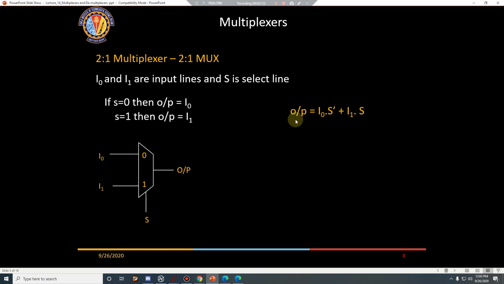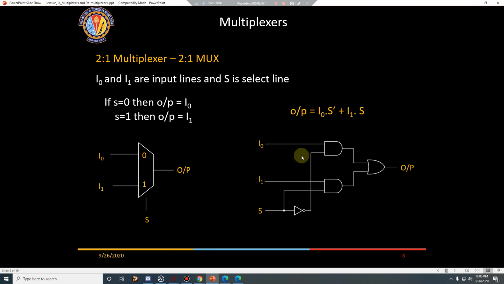So we can write the expression for output as I0 and S bar plus I1 and S. So if S is equal to 0, obviously the second term goes, S bar becomes 1, so output is I0. Whatever is I0, 0 or 1, the same gets reflected at the output. So this is the characteristic equation. If you call it that way, we can call this the characteristic equation of a multiplexer. Is this much clear to all of you? Okay, let's go.